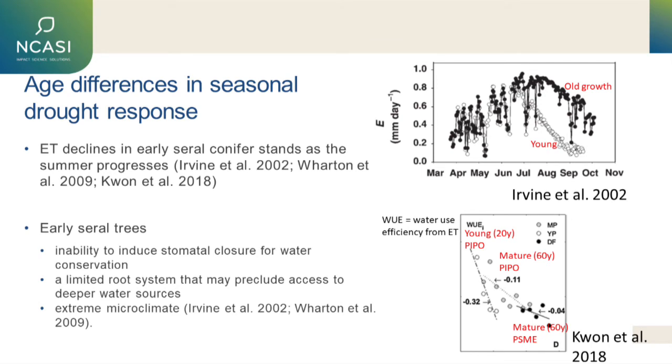So that incorporates that the old growth stands are not just a single species. There are, I believe, eight species of conifer and three species of deciduous trees represented here, as well as any understory vegetation that may be present at either site. So it's hypothesized that this response of early seral trees is due to the inability to induce stomatal closure for water conservation during that drought season, but also a limited root system that may preclude any access to deeper water sources. And then finally, also extreme microclimate conditions that may be faced by some of those younger early seral stands.